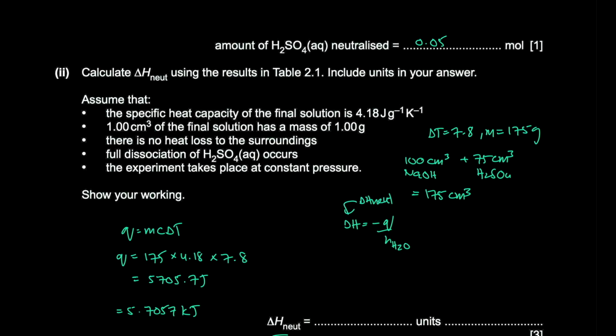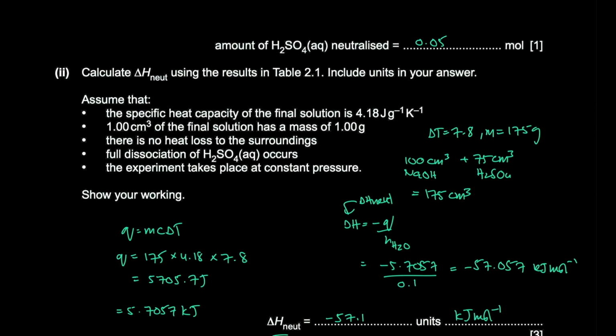Enthalpy change of neutralization. So this is negative 5.7057 divided by 0.1. What we get here is negative 57.057 kilojoules per mole. To three significant figures, that's negative 57.1 kilojoules per mole.